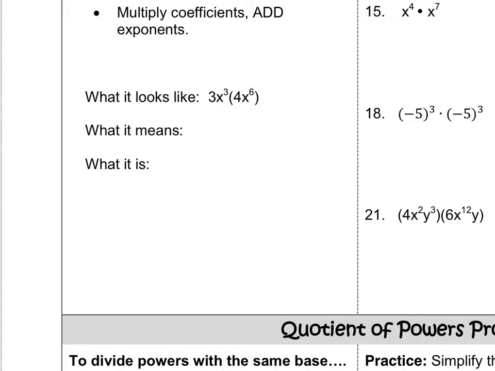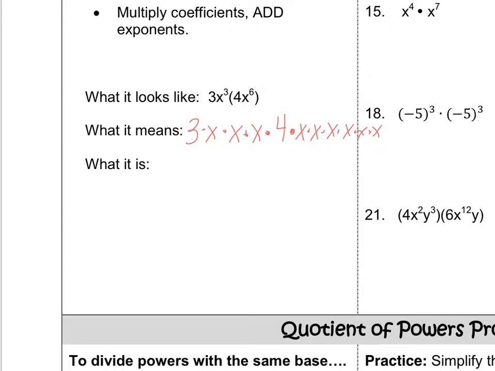If I break it out, what I'm talking about is 3 times x times x times x. That's 3x to the third times 4 times x to the sixth. So that's going to be 6 of these x's. Expanding it out like that is an option, but I'm just showing it to you so you can see what's happening. The rule will make it a lot easier and take up a lot less paper.